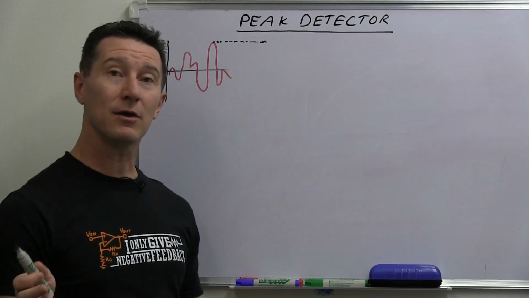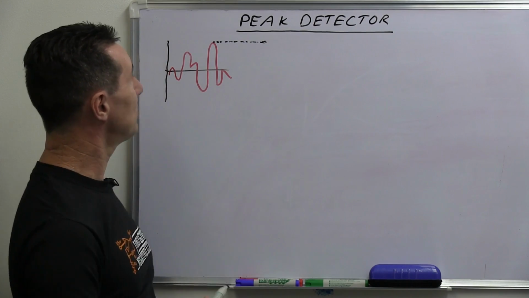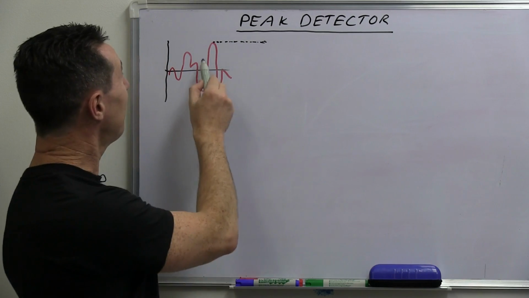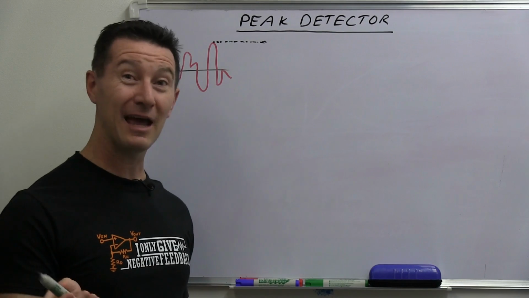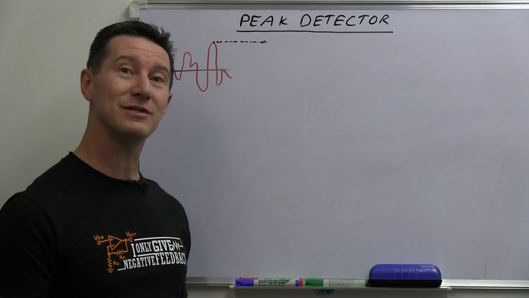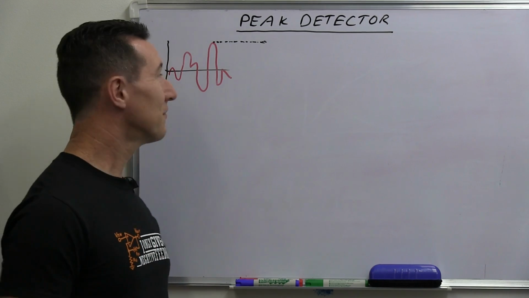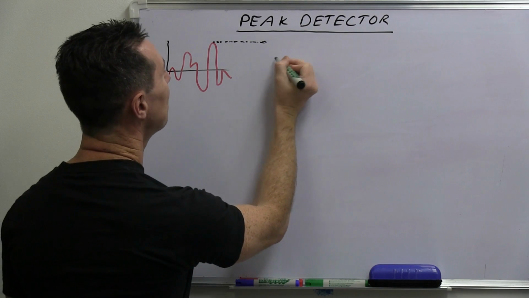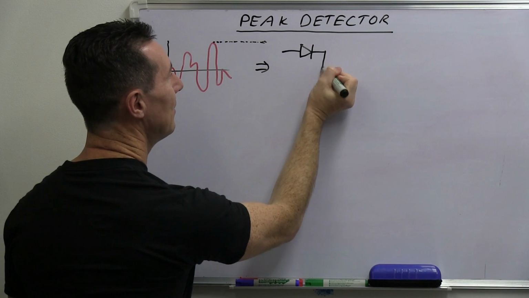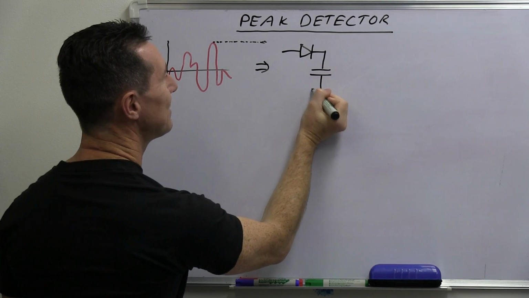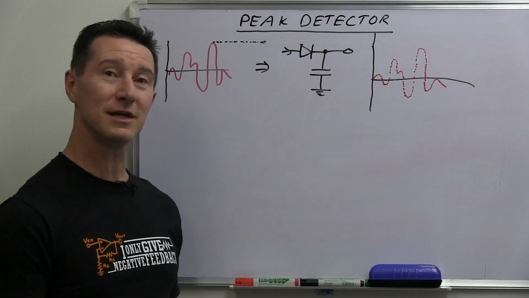Now, you may think you could throw brute force at this and feed your analog input signal into an analog to digital converter, and then read the values and get the maximum one. Well, yeah, you can do that sort of thing, but it's much easier to do it with two simple components. Turns out all you need to do for a peak detector is feed your input signal like this into a diode and a capacitor. That's it.